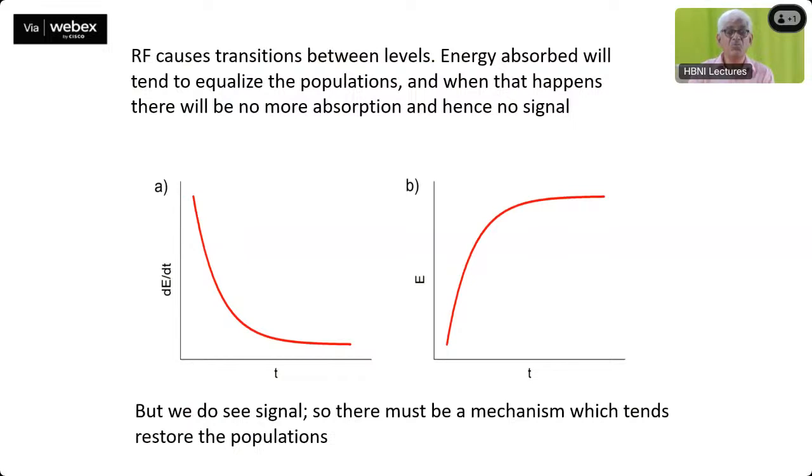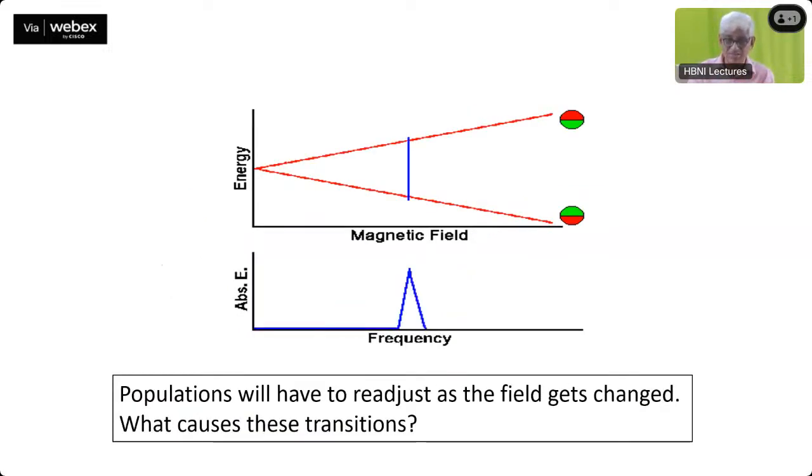But we always see signal, right? No matter for how long you put the sample inside, you always see signal. How does it happen? What that means is there is a mechanism which is re-establishing the population difference. When you supply energy, the RF causes the transition between the two states, but there is some other thing which is actually trying to re-establish the population difference, that is, restore the populations. What is that? That is what we call some kind of a relaxation phenomenon.